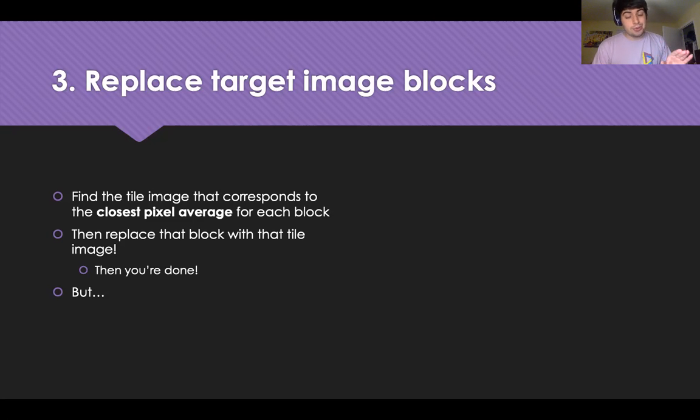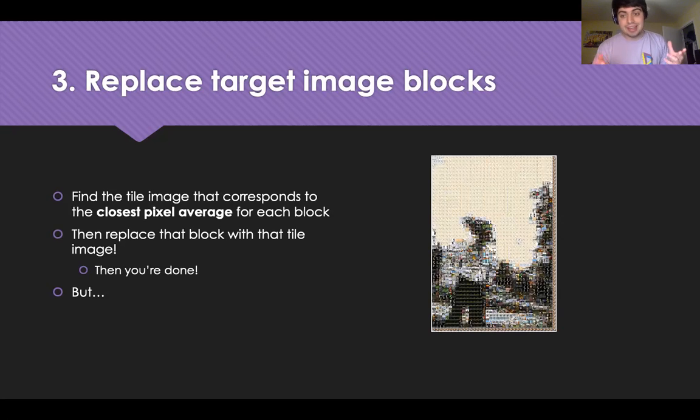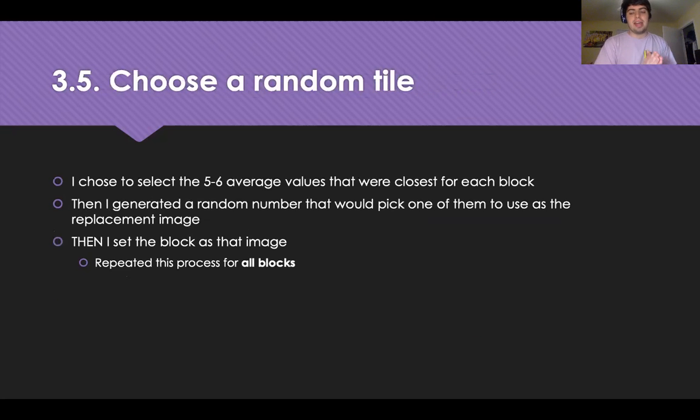But if you don't do an extra step, you might end up with something like this, where everything is the same and it doesn't look like any variety and it looks really weird. So instead of just choosing one, I had a list of the 5 to 6 closest average values, so that I could alternate between them. And I generated a random number during that and picked a random one of those, so there was a lot more variety.